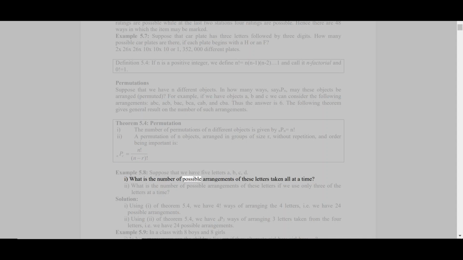1. What is the number of possible arrangements of these letters taken all at a time? 2. What is the number of possible arrangements of these letters if we use only 3 of the letters at a time?